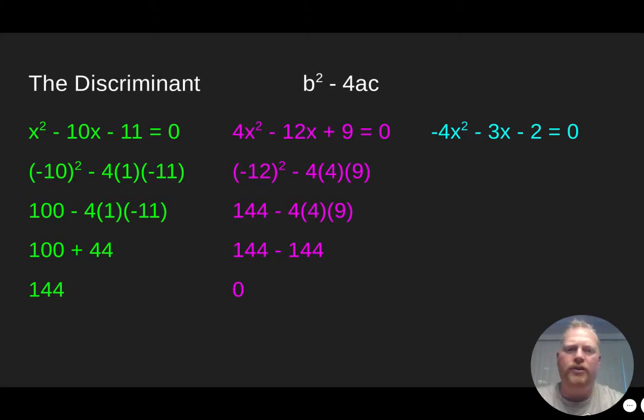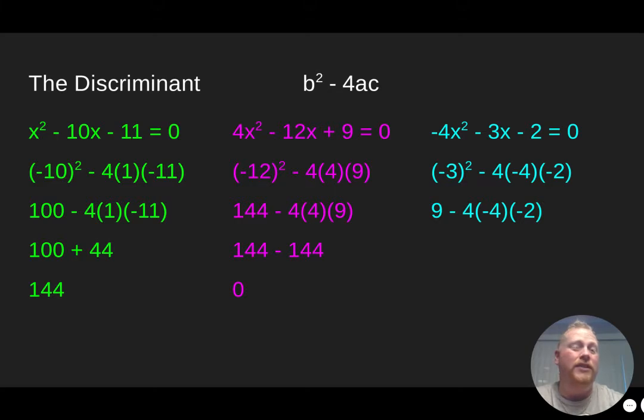Let's do this one more time. I'm sure you're wondering why this is important and why we even do this. We'll get to that. For the blue problem, a is negative 4, b is negative 3, and c is negative 2. Plug all those in. Square that negative 3 first, and you get 9. Then I'll do negative 4 times negative 4 times negative 2, and negative 4 times negative 4 is 16.